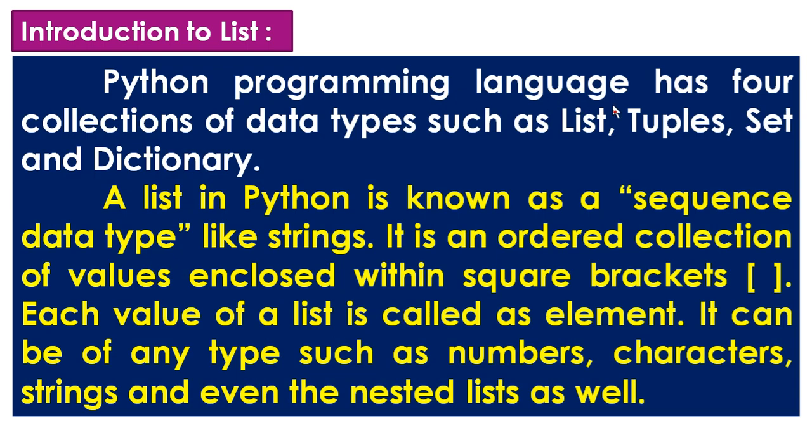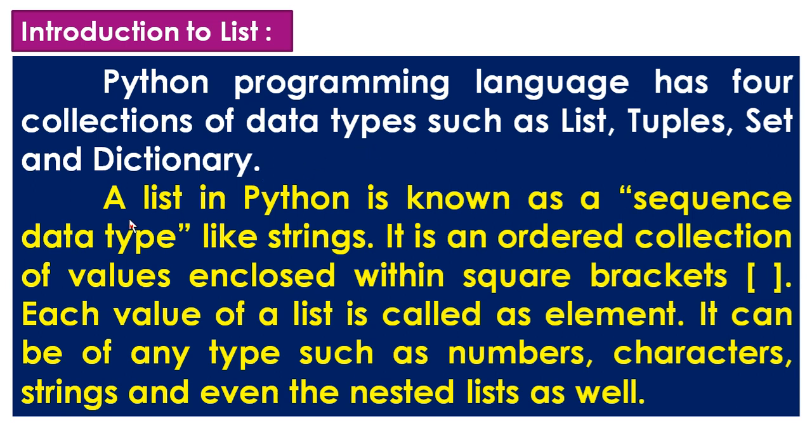First of all, introduction to list. What is list? Python programming language has 4 collection data types such as list, tuples, set and dictionary. These are all known as data types of Python programming.